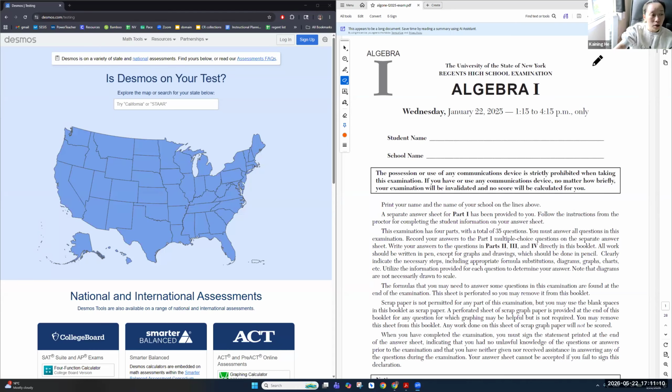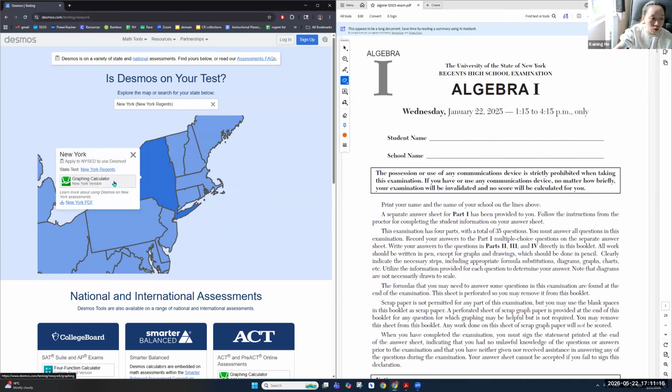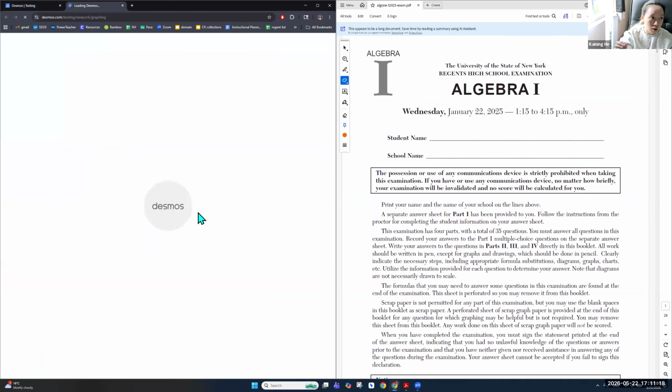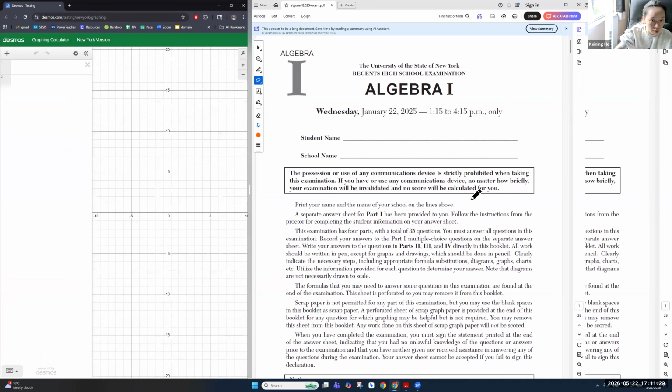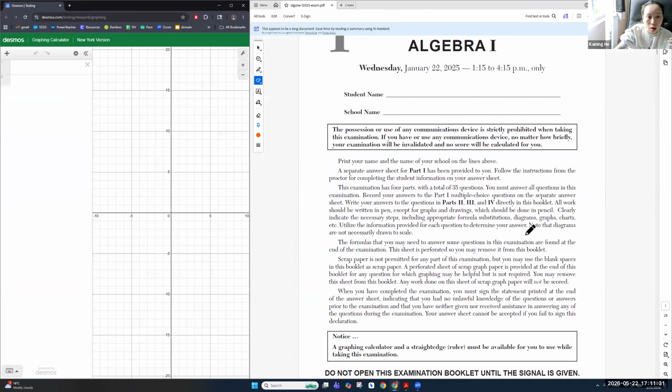But just a reminder, you do have Desmos testing. So once again, we're going to have Desmos. I don't think you need to go over to the website and click on the test mode for New York State. Once you open it, it will already look like this. Okay, we're going to start. I'm going to zoom out a little bit and give this a bigger screen.